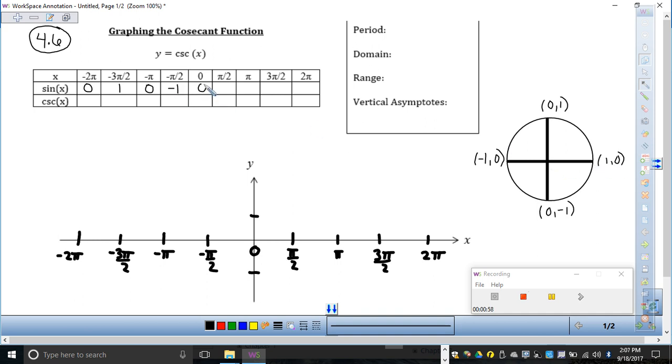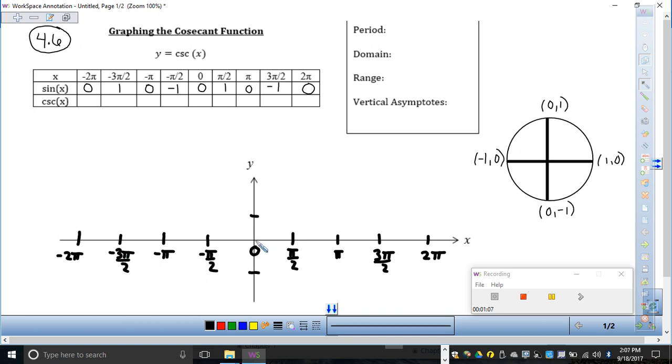So now that pattern is going to repeat. So pi over 2 is 1. At pi, we're back to 0. 3 pi over 2, it's down to negative 1. And at 2 pi, we are back to 0. So if we think about making a sketch of our sine graph, we could connect it with a dotted line. We'll see how the graph of cosecant relates to the graph of sine.